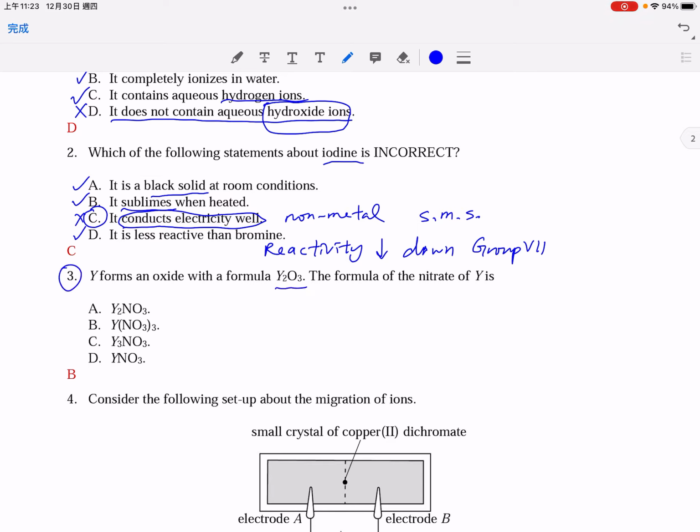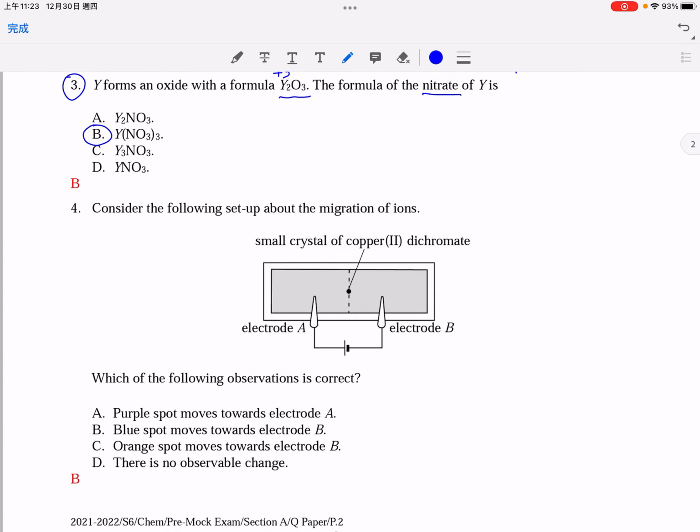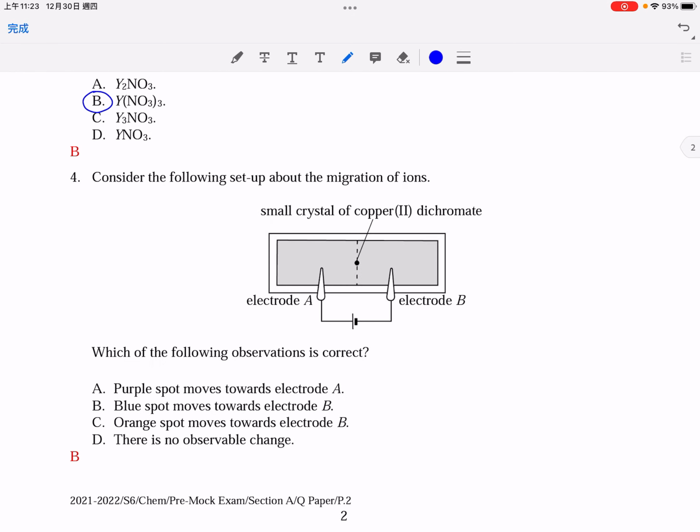Y forms an oxide Y2O3. So obviously Y has the normal oxidation number of positive 3, and therefore the nitrate of Y should have the formula as stated in option B. Question number 4.